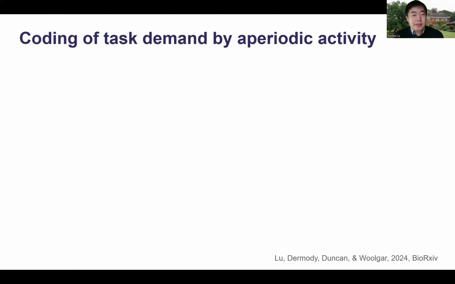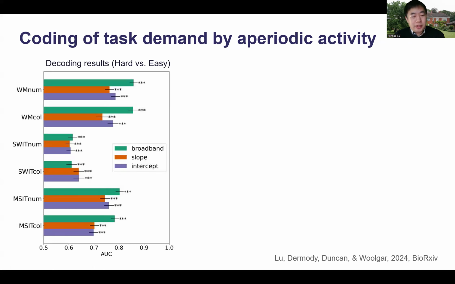Then let's look at the results about the coding of task demand by aperiodic activity. As you can see here, all three kinds of aperiodic signals can decode hard versus easy across many of these tasks. Although for task switching the decoding performance is a little bit lower, it is still above chance. And for working memory and multi-source interference tasks, the broadband power shows the highest decoding performance.